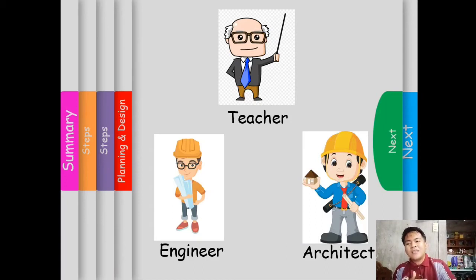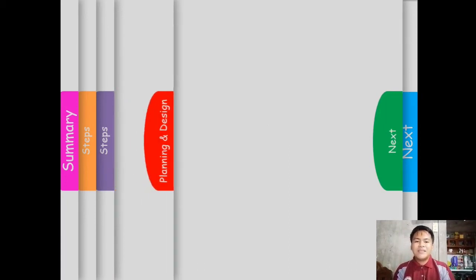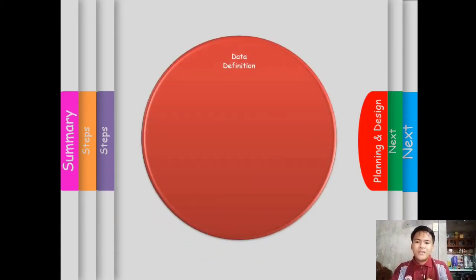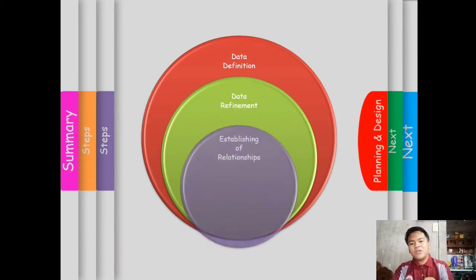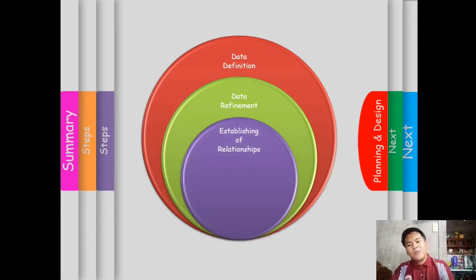So, that is now in connection with database planning and design. So, in database planning and design, we have three phases. First phase will be the data definition. And second phase will be the data refinement. And the third phase will be the establishing of relationship. And that is now what we call the database structure. Pag nakompleto na natin yung tatlong yan, ang tawag na po natin dyan is a database structure kasi buong-buo na yung ating database.